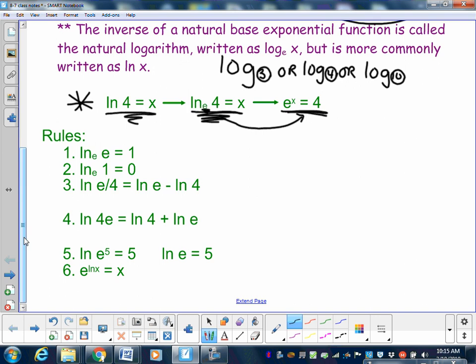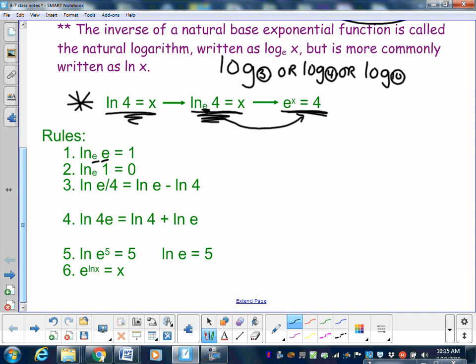The natural log of e is 1. How do we know that's right, you guys? Can I do the loop around? What's e to the first? Does it equal e? Yeah. The natural log of 1 equals 0. e to the 0 equals 1.